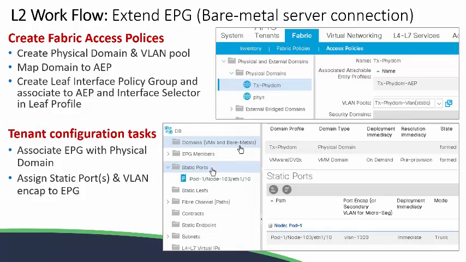Now here's the workflow for extending an EPG or a bare metal server connection. What do you have to do? We have to create the fabric access policies, create the physical domain and VLAN pool. We have to map the domain to the AEP. We have to create the leaf interface policy group associated to the AEP and interface selector in the leaf profile. So we follow the entire policy model. The tenant configuration tasks then include associating the EPG with the physical domain and assigning static ports and VLAN encap to the EPG.